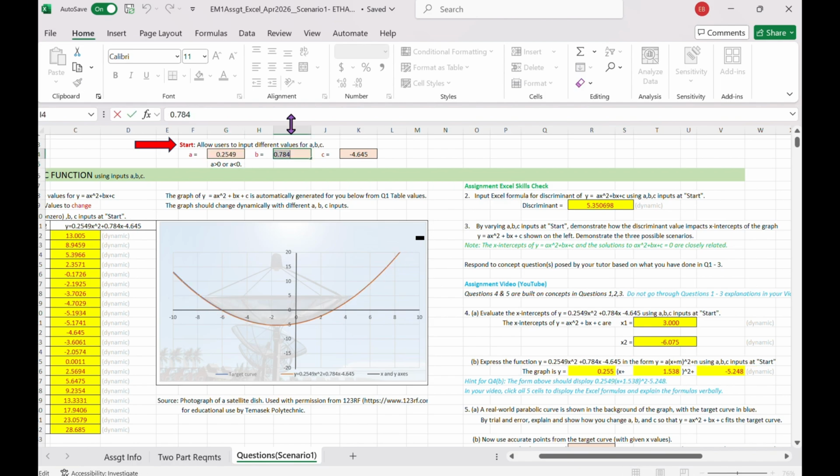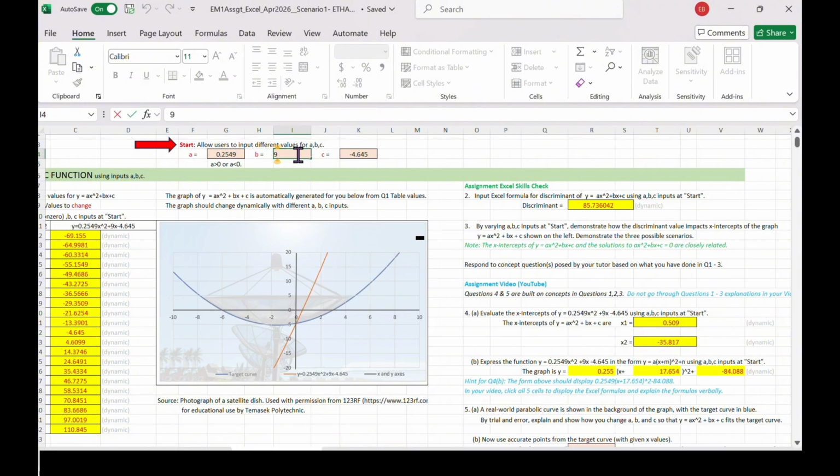I found that increasing b will make the graph tilt to the left, while decreasing b will make the graph tilt to the right. Increasing c meant that the graph would have a higher y-intercept, while decreasing c meant a smaller y-intercept.